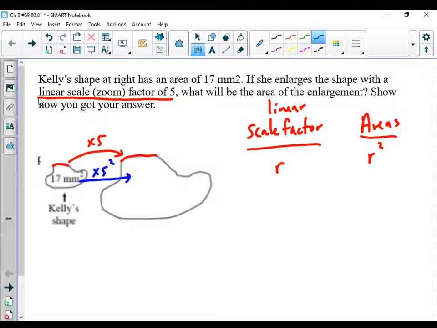So for this example, I'm going to take 17 and multiply by 25. And I find out that the enlarged figure is going to have an area of 425 square millimeters. So we took the linear scale factor of 5, we squared that, and that's what we multiplied the area by.